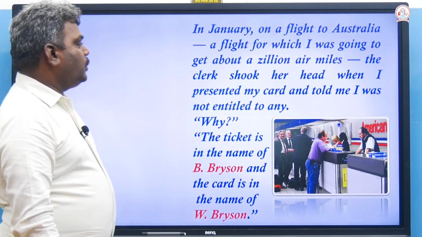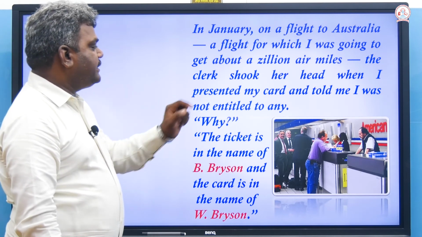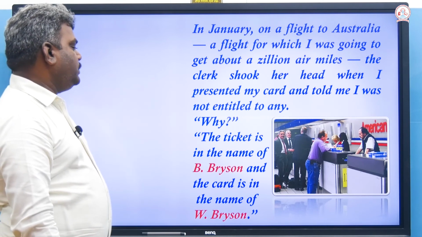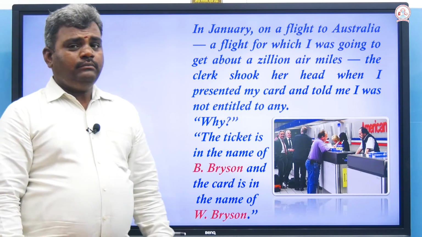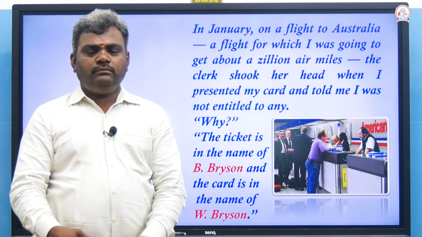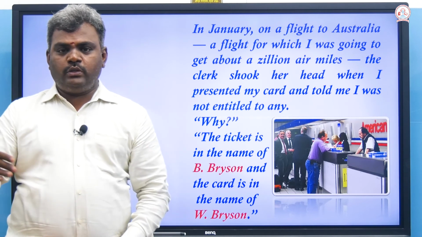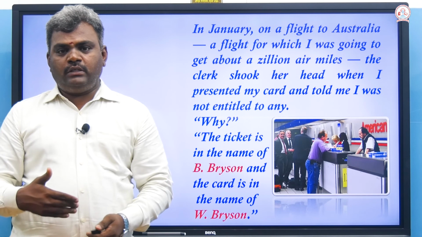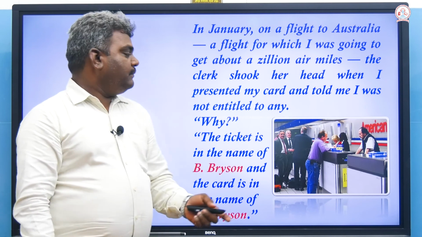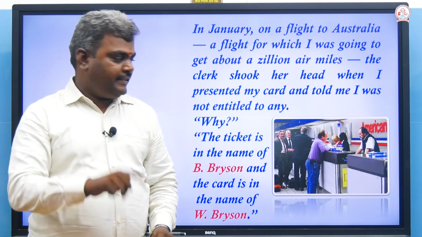In January, on a flight to Australia, a flight for which I was going to get about a zillion air miles, the clerk shook her head when I presented my card and told me I was not entitled to any. Look at this. This is the reception or inquiry area in the airport. Now he is taking his card and showing it, because he is going to Australia. Maybe it is very far from the US, so he thinks he can get the reward points. But actually what happens? The clerk says, no, you are not eligible. Why? What's the reason?